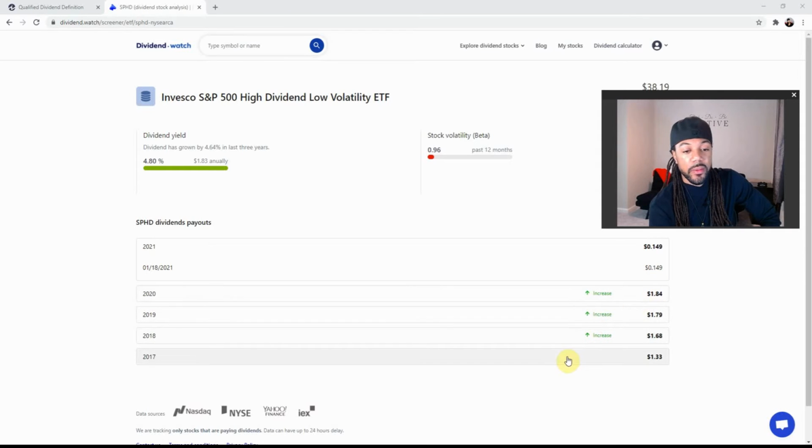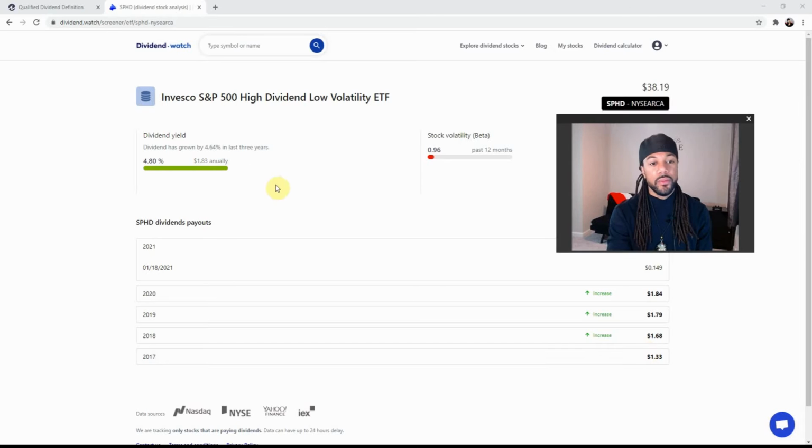Increasing this dividend each year is pretty good. That's what you want to look for. You want to look for a company or a stock that's increasing its dividends. That means it's making enough money to give shareholders an increase in profits. This is the ETF, so I want to show you guys the actual stock.